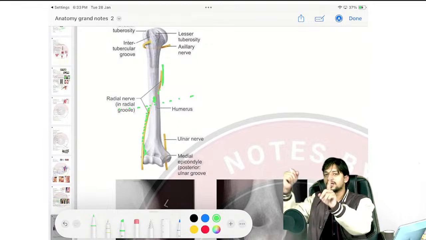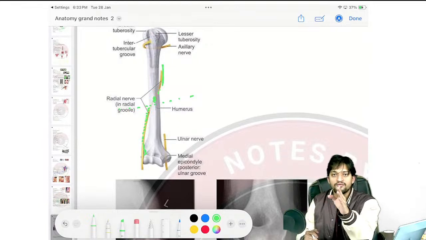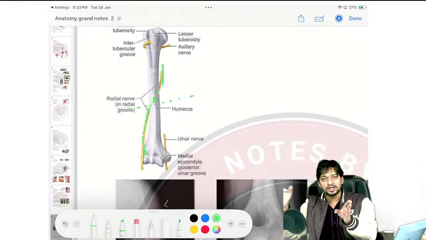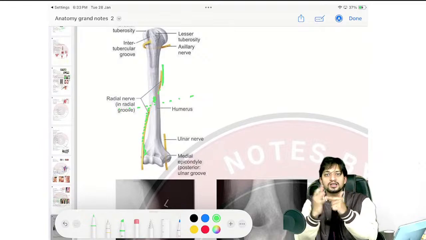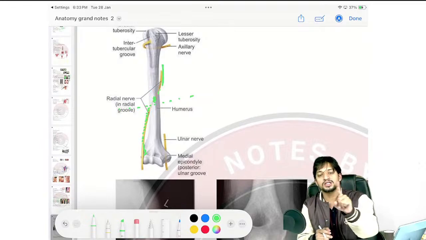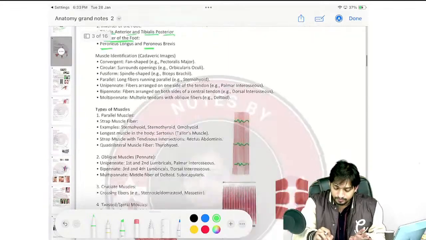I told you the radial nerve was coming from the posterior compartment to the anterior compartment, and if it is traversing from one compartment to the other, that means it must pierce the intermuscular septum. Am I correct, guys? Just give me a thumbs up, or yes or no, tell me. Just have a look here.